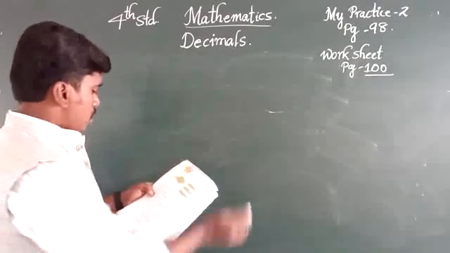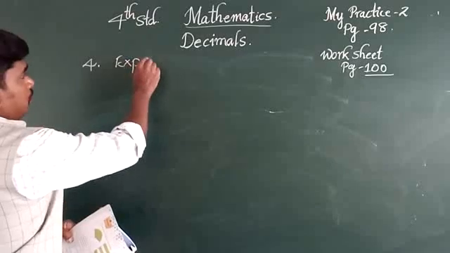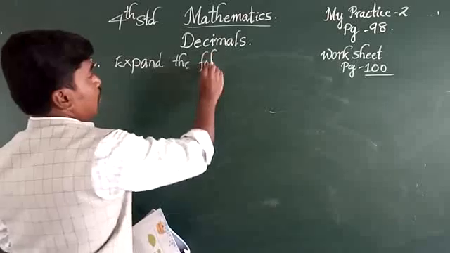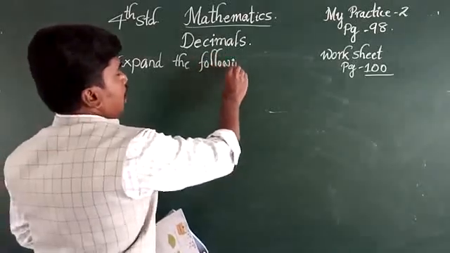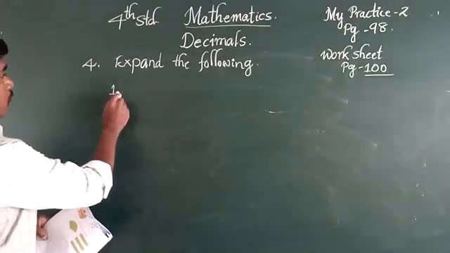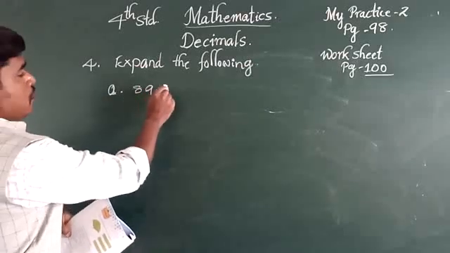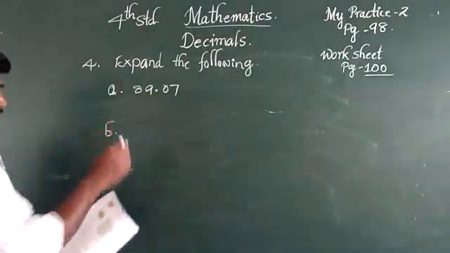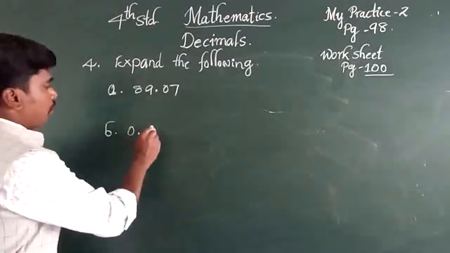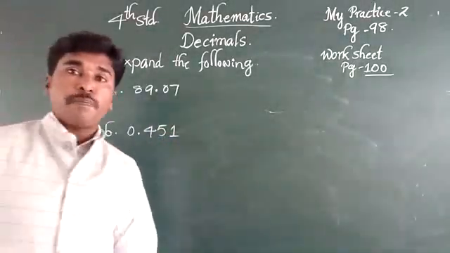So the first one is, this is the fourth main, expand the following. Here the first one is A, 89.07, B it is 0.451. Observe, dear children, this one you are going to expand it.